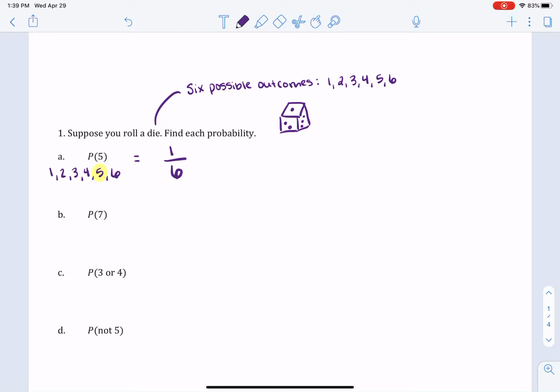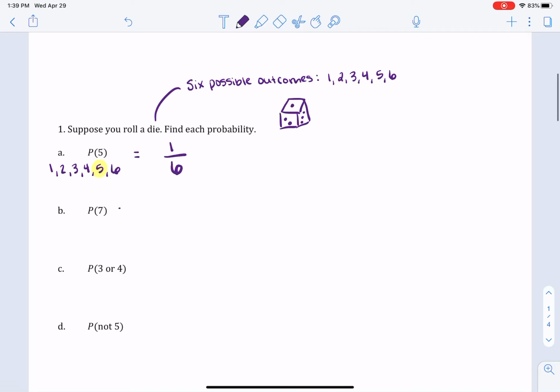All right. For the next one, the probability of rolling a 7. Well, if you look back here, our probability of rolling a 7 would have to be 0 because there isn't a 7 on the dice.